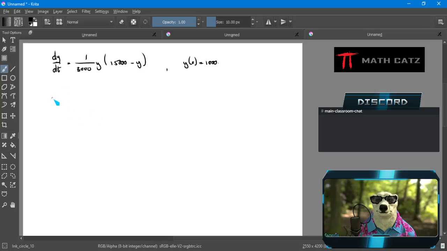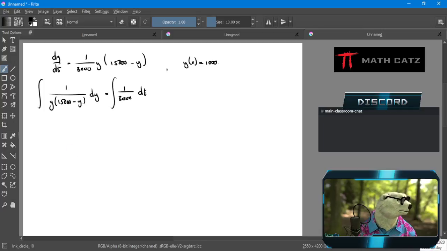So what did we do? Well, we move all the y-related terms to the other side, separating the variables, and I'll just leave the constant with the dt side, and then we integrate both sides. But on the left, we have a partial fraction situation.